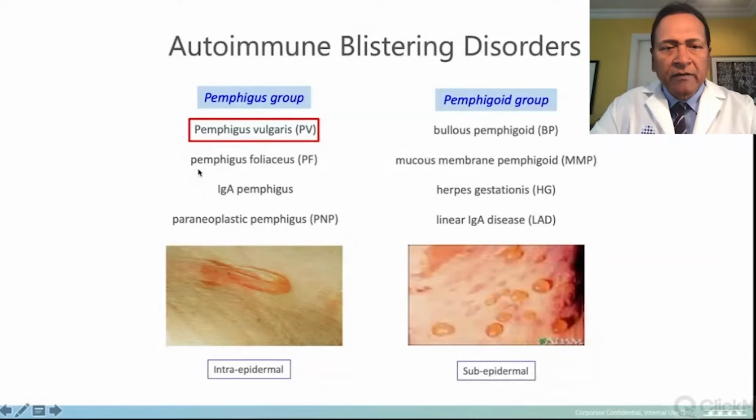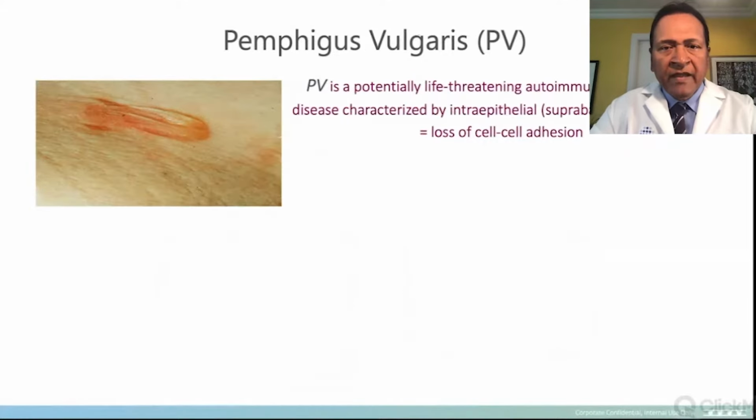Now, the prototypical disease within the pemphigus group is pemphigus vulgaris, or PV. And this is a potentially life-threatening autoimmune blistering skin disease characterized by intraepithelial, and we'll talk about suprabasal, just above the basal layer of keratinocytes in the epidermis, characterized by acantholysis, or a loss of cell-cell adhesion.